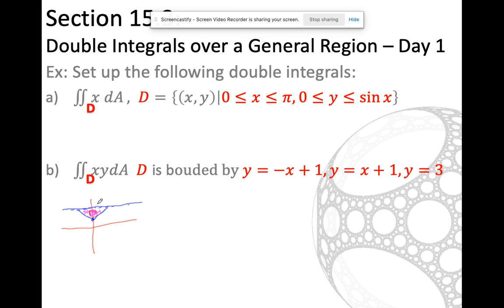So what kind of strips would you draw here? If you draw vertical strips, your top boundary stays the same, but does your bottom? No. So I think I will not do dx. I think I will not do vertical.